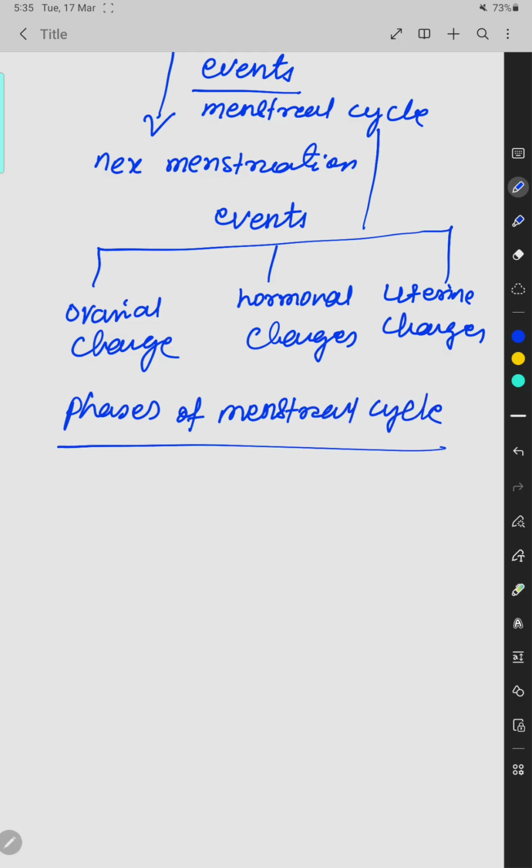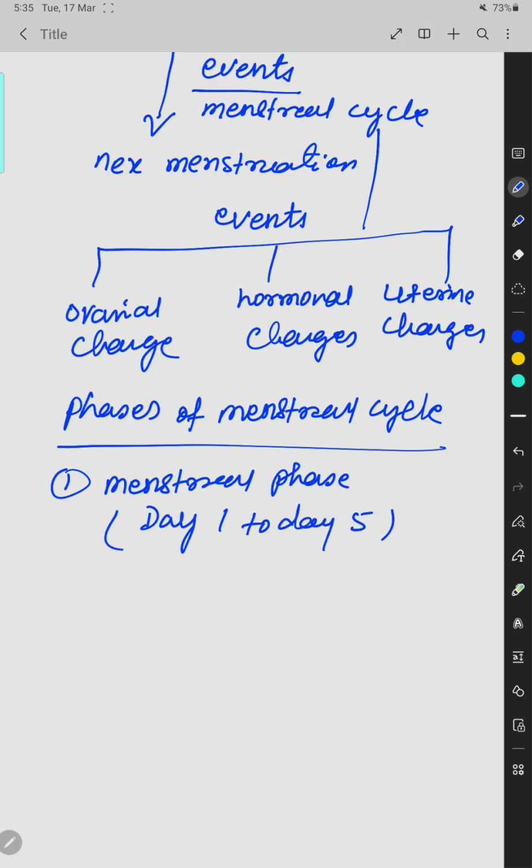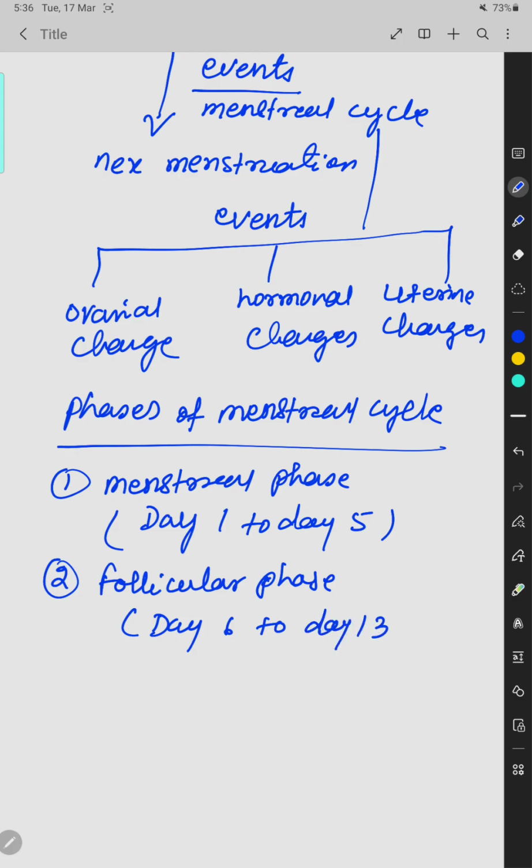The first phase is the menstrual phase. It is from day 1 to day 5. Number 2 is the follicular phase. This follicular phase is also known as the proliferative phase, and it is from day 6 to day 13.